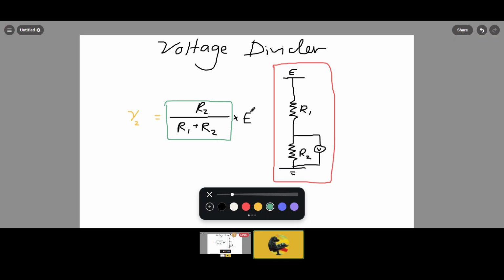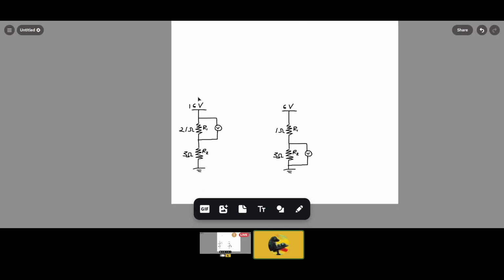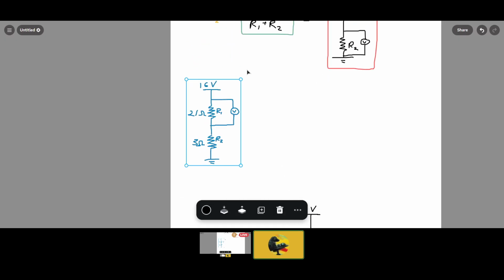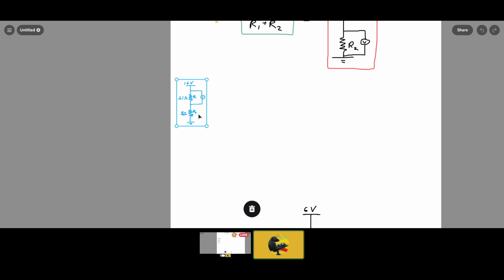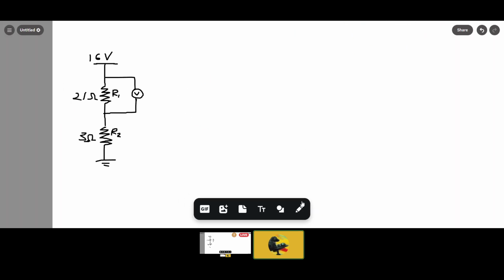Now I'm going to move on to some practice questions. I've prepared a practice question below here, so let's do it. In this question, we have a main voltage of 16 volts. R1 is 21 ohms, R2 is 3 ohms, and then we have a voltmeter across the R1 resistor. So we can safely assume that the question wants us to find the voltage across R1.